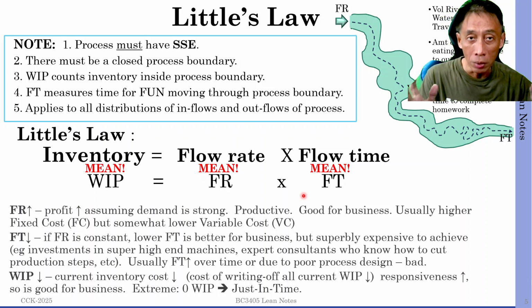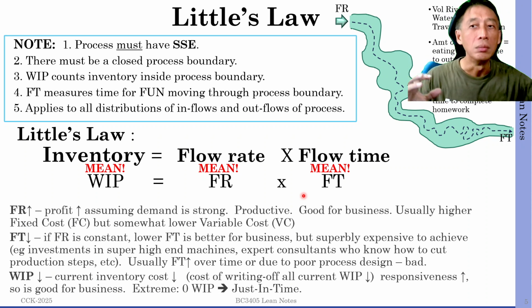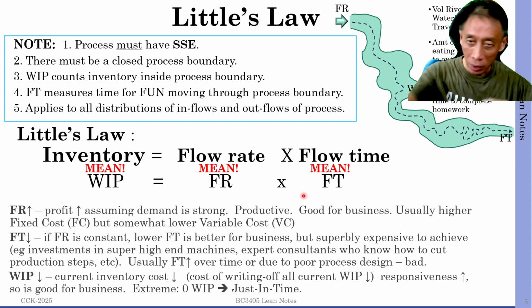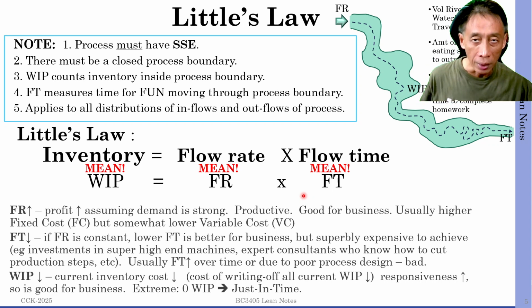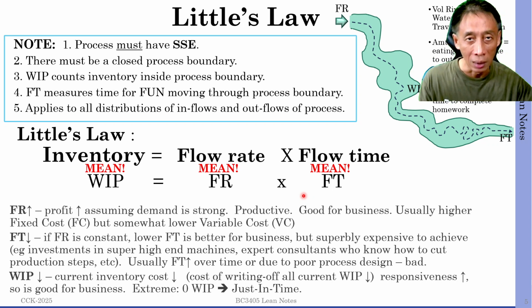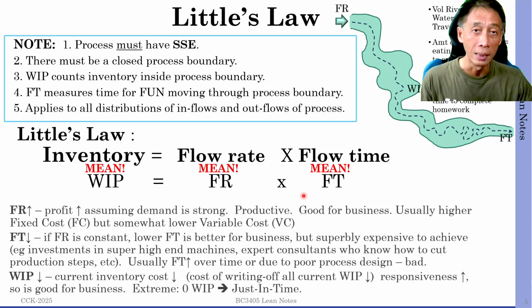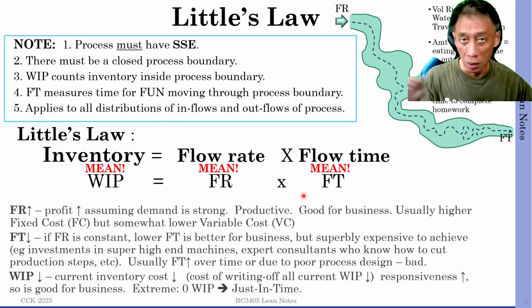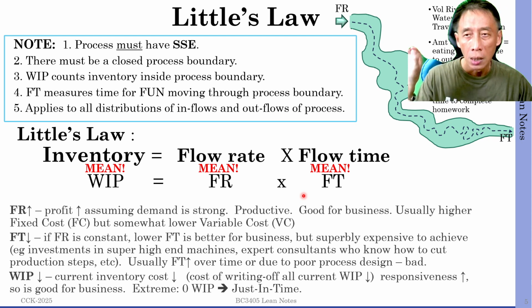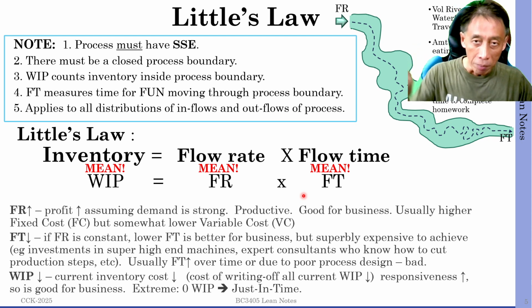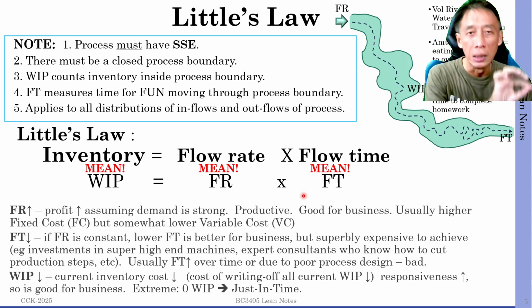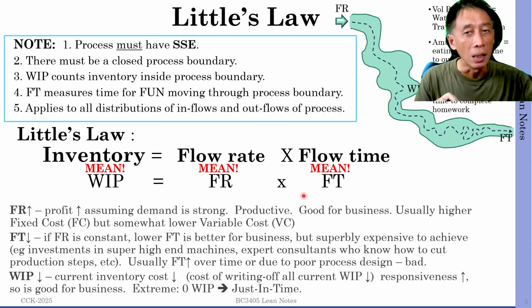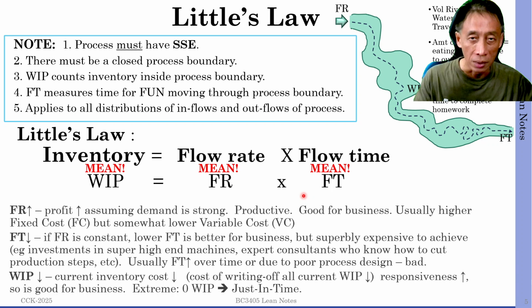And remember, a process can be super complicated, having irregular shape flowing here to there internally. As long as there's an entrance and an exit, that's all Little's law cares about. So the time it takes for the particular flow unit to enter, meander through the internal routes, and then exit as a produced good, that is the flow time.